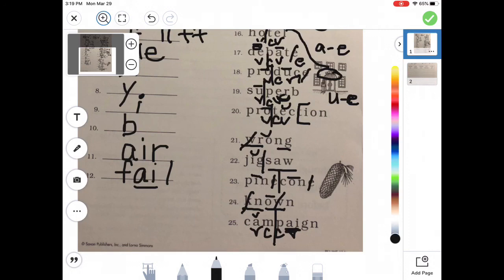And then over here, I've got that AI vowel digraph, so underline it. And what does it say? It says A, like in rain. So long A, sneaky I. And then I've got that GN at the end. That's one of our ghost digraphs too. So I'm going to underline it because that G is silent. So now when I sound it out, I have campaign. Campaign, very good. So wrong, jigsaw, pine cone, known, and campaign. So which one can I match to the picture? That's right, it's a pine cone.